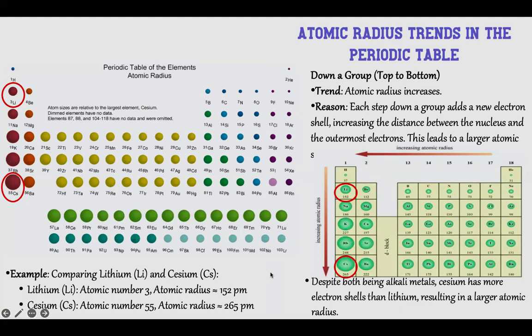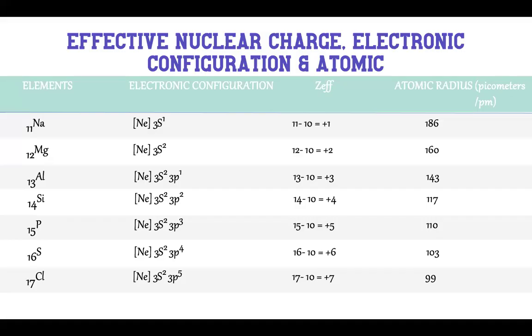Example, comparing lithium and cesium. Lithium's atomic number is 3 and its atomic radius is 152 picometer, and cesium's atomic number is 55 and its atomic radius is 265 picometer. Despite both being alkali metals, cesium has more electron shells than lithium, resulting in a larger atomic radius.